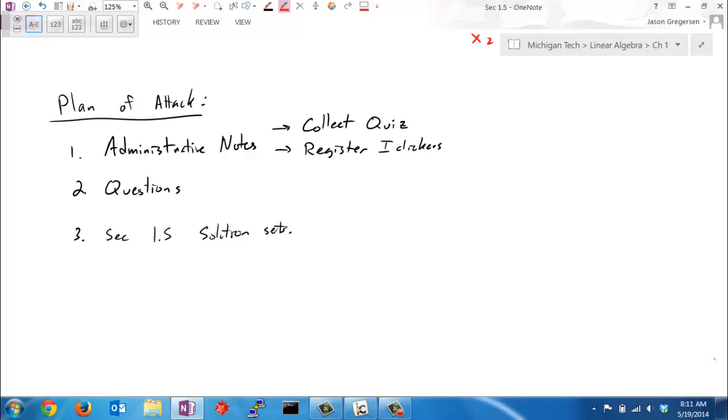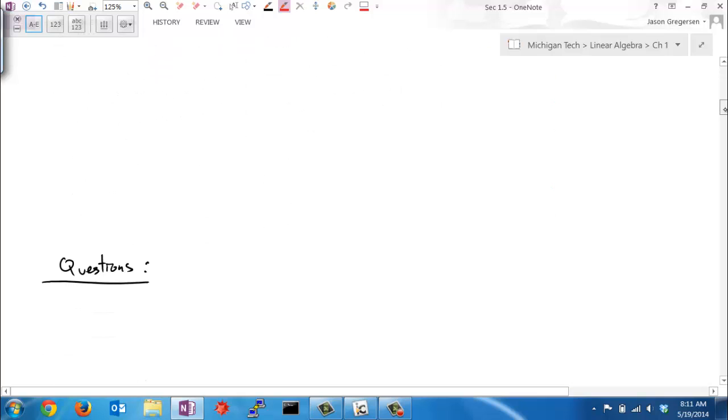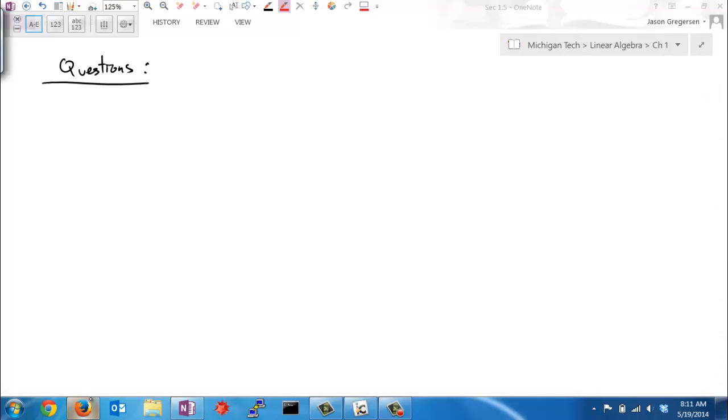After that, we're going to get into section 1.5. So, questions? Yep. Number 9 from the homework. Is this a question from the problem or a question about the entry onto the computer? The computer. Okay, absolutely. Let's bring it up there.